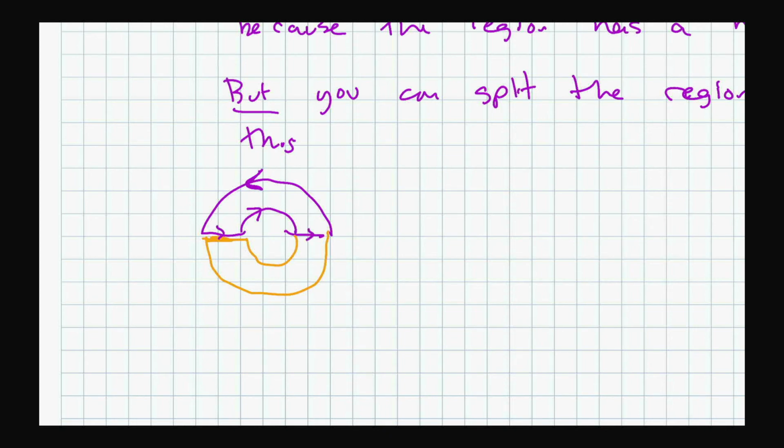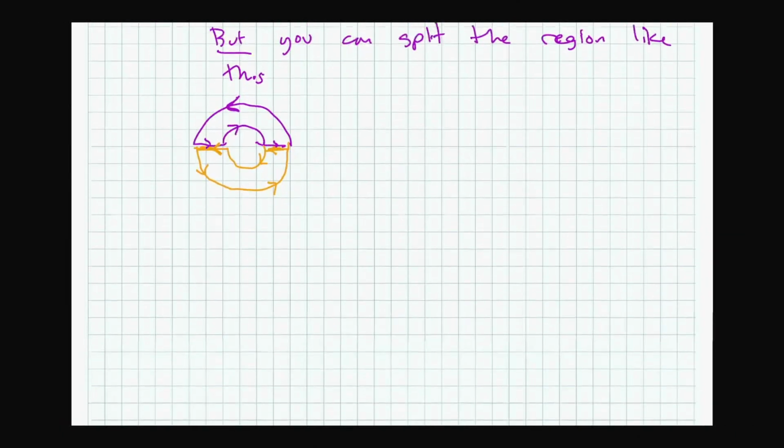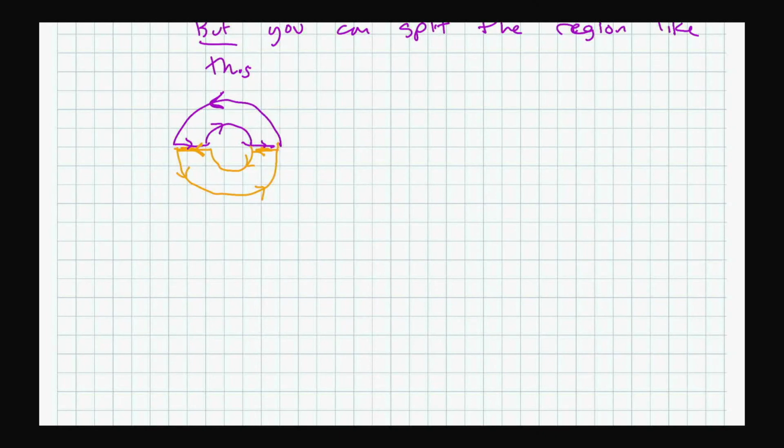And then on the other one, you have another C. Well, it was going like that, right? Because the original one was going counterclockwise. And then in here, it'd be like that, and then that, and then that way. So you can split it like this. And then Green's theorem would apply in each of those, right?